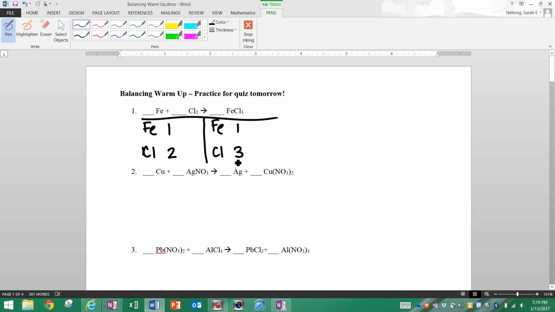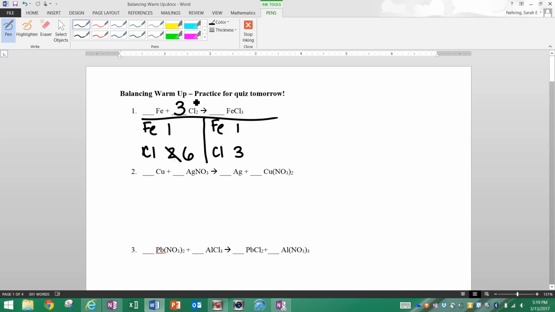So next step is I want to pick one element that I want to balance. My irons are already balanced, so let's pick the chlorines. And you want to look for lowest common multiples, like the lowest number 2 and 3 can have in common, and that's 6. So let's make it so we have 6 chlorines on each side. In order to do that, I would put a 3 right here. That would give me 6.